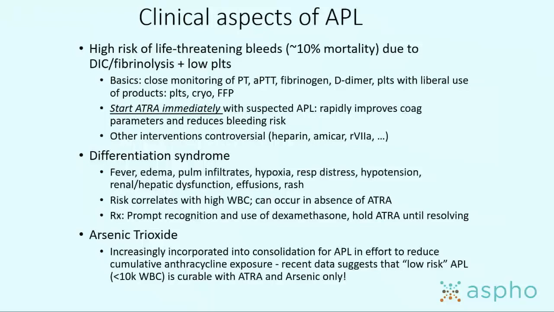So always err on the side of caution, because that is probably the one thing, other than very active blood product management, that you can do to change the natural history of the bleeding risk. Other interventions like heparin and Amicar are not standard and are quite controversial. It's basically replete what you can in terms of FFP, platelets, cryoprecipitate, and get ATRA started.